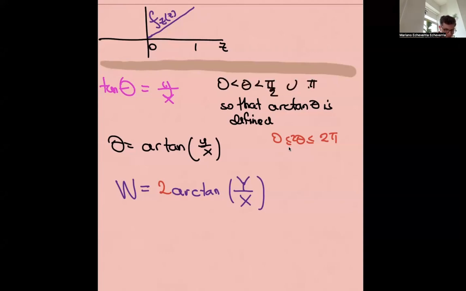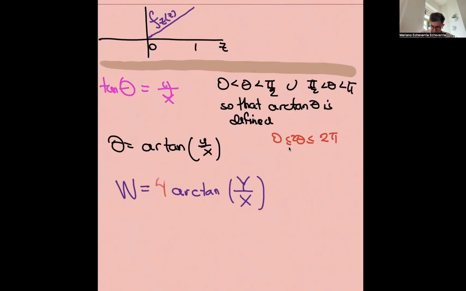Union pi over two theta pi, if you prefer. It doesn't matter too much whether you include the zero and the pi; it also doesn't cause too much of an issue. One option, if you prefer, would be to work on this interval, and then instead of multiplying by two, we can multiply it by four. I think this should work.